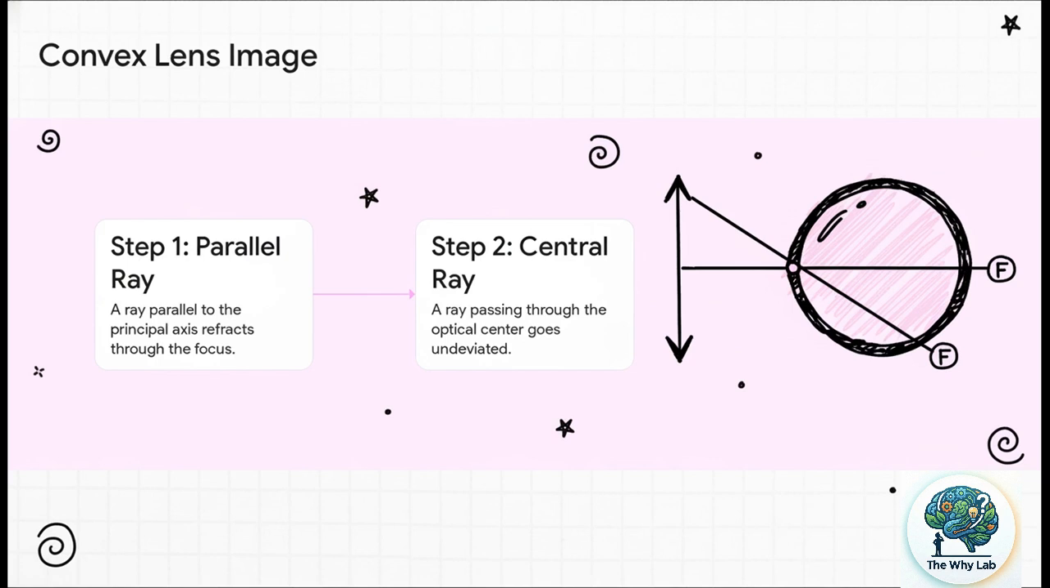Rule 1. Draw a ray from the top of the object perfectly parallel to the main axis. When it hits the lens, it bends and passes right through the principal focus on the other side. Rule 2. Draw another ray from that same spot on the object, but this time, aim it straight through the dead center of the lens, the optical center. That ray goes straight through without bending at all. And boom. Where those two rays cross paths on the other side, that's exactly where your real, inverted image is formed. It's a perfect picture of the math we just did.